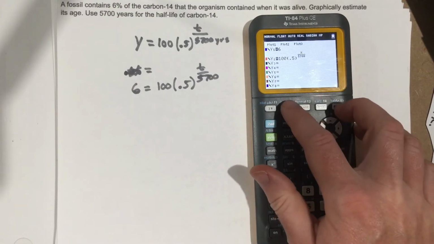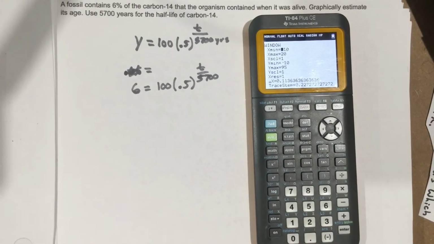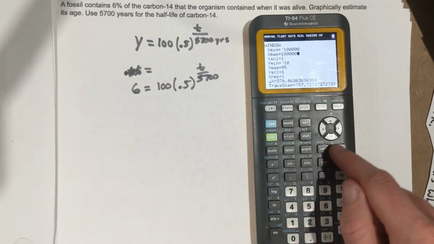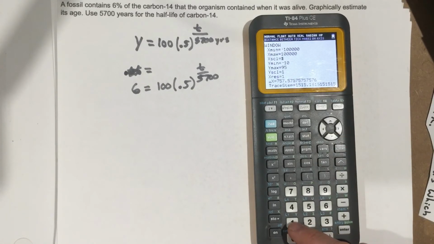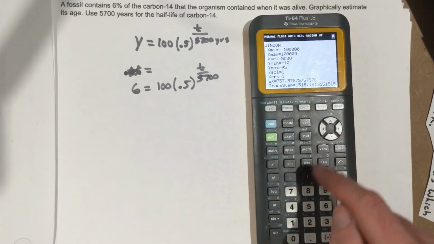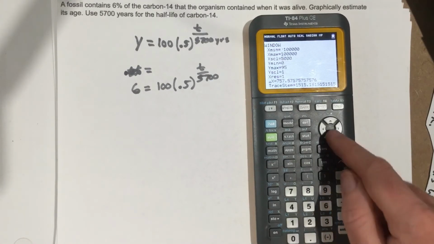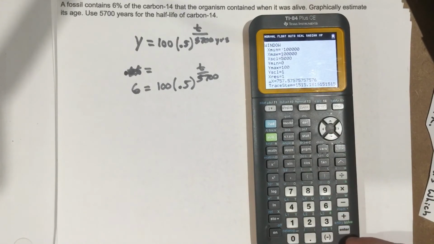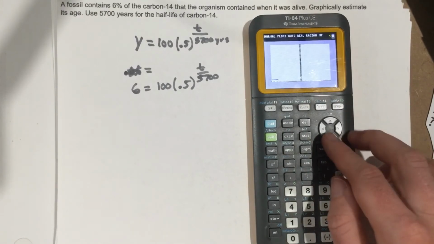And then we're going to make our window. Because of the percentage, our x value has got to range from negative 100,000 to 100,000. And then we'll go up by 1,000. Well, let's go up by 5,000. Our y value is the percentage. The y min is 0, and the y max is 100. Let's graph them.